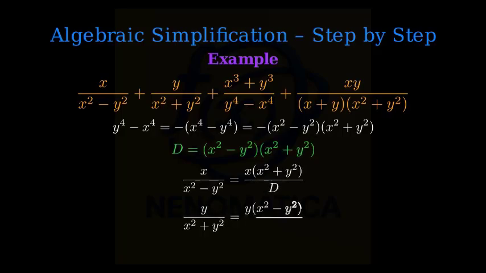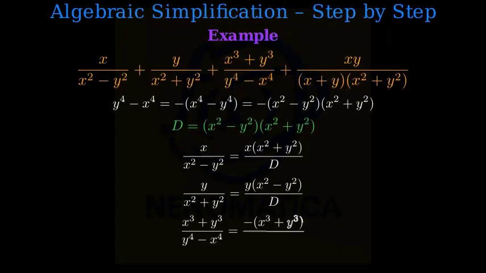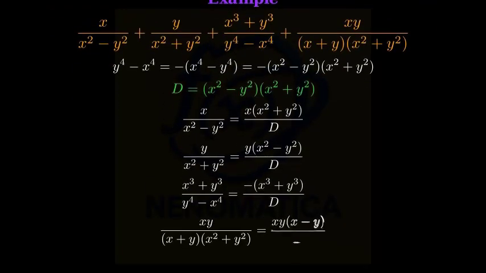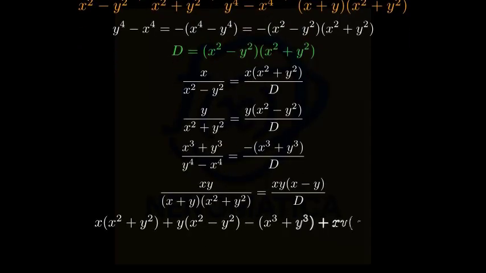Combine the four into a single fraction over the common denominator. The numerator is the sum of the adjusted numerators. Now expand the numerator and combine like terms step by step.